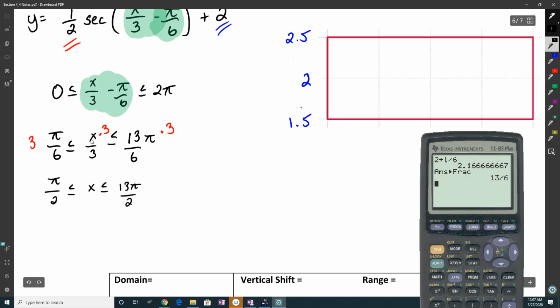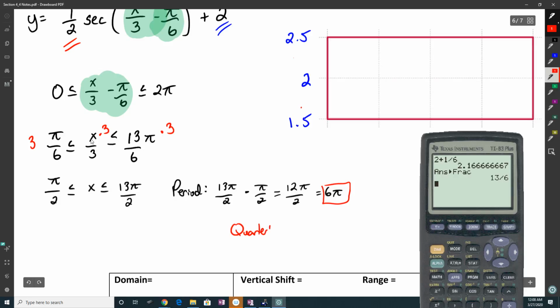And there you go. So if I'm looking at this, my period is just 13 pi over 2 minus pi over 2. That's 12 pi over 2, which is 6 pi. So this is a huge period. It goes through 6 pi, which means the length of each quarter is just going to be 1/4 times 6 pi, which is 3 pi over 2.